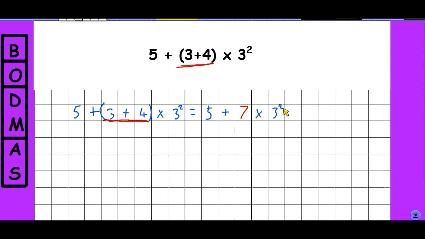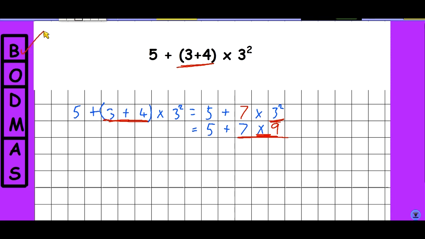Okay, we've solved that first part. Next, we're going to solve this part here, the 3 squared. So let's write it all out again. 5 plus 7 times, and 3 squared, which is 3 times 3, which is 9. And we're getting very close now, but we know that we don't get to do our adding yet. That's not the place to go. We need to do our multiplying. 7 times 9 is the next thing we're going to do.